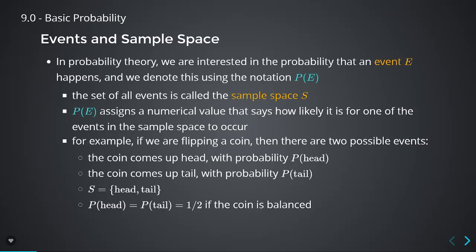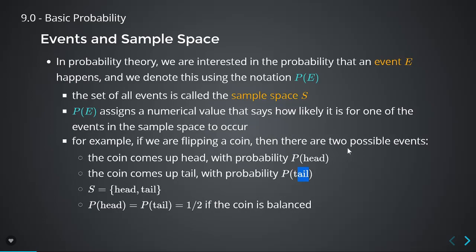In probability theory, you want to know the probability of an event E happening, and we write P(E) to denote this. When we talk about the probability of one event happening, that means you have a bunch of events that can happen and just want to know the probability of one specific event happening. For example, if you flip a coin, you can either get a head or a tail. Right away, I'm going to say that head here signifies the event that a coin comes up head, and tail signifies the event that a coin comes up tail.